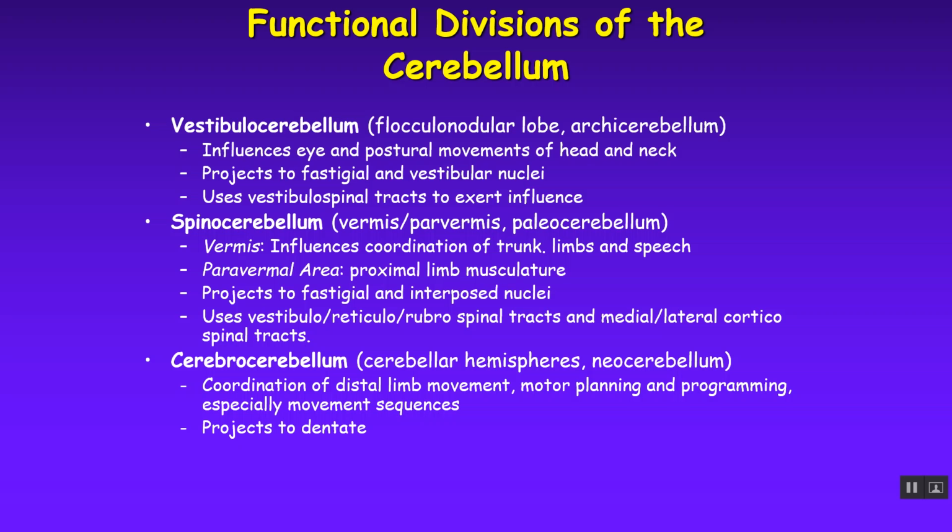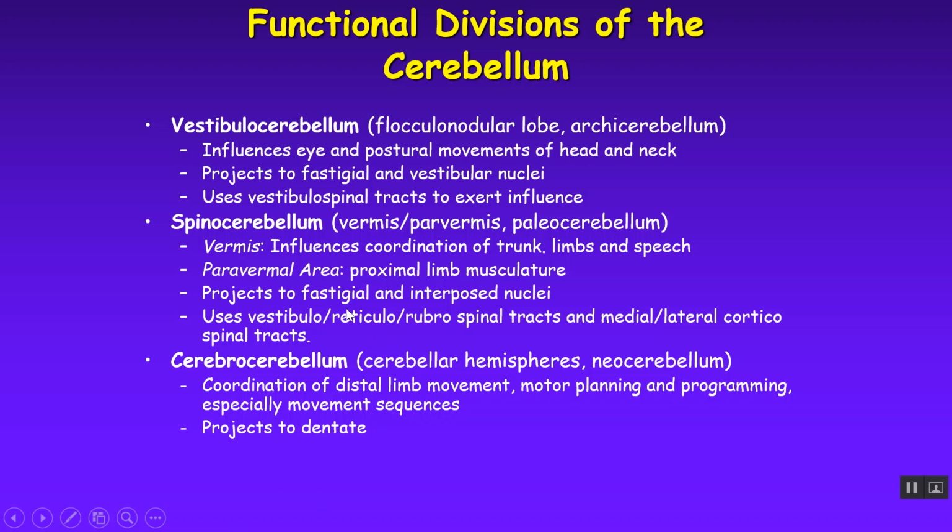So the vermis is really trunk and some limbs, but then paravermal regions are even farther down the limb into the proximal limb. And I don't know exactly where that ends, but not to your hands or not to your feet, so it's a little bit of overlap here between the spinal cerebellum and the cerebral cerebellum. It's not like a straight cut. It's just a region that starts to transition from your more proximal areas to your more distal areas.